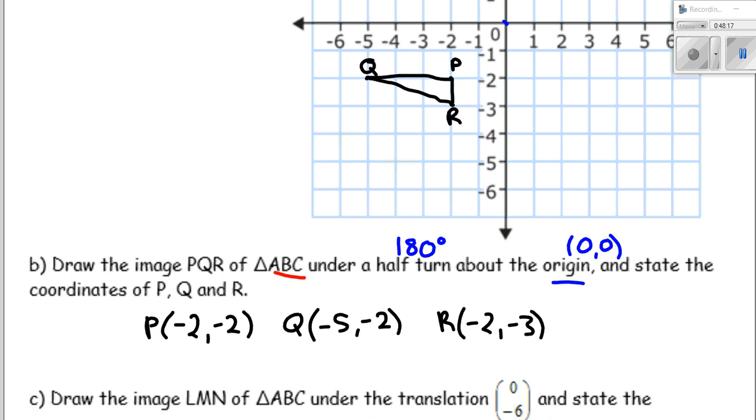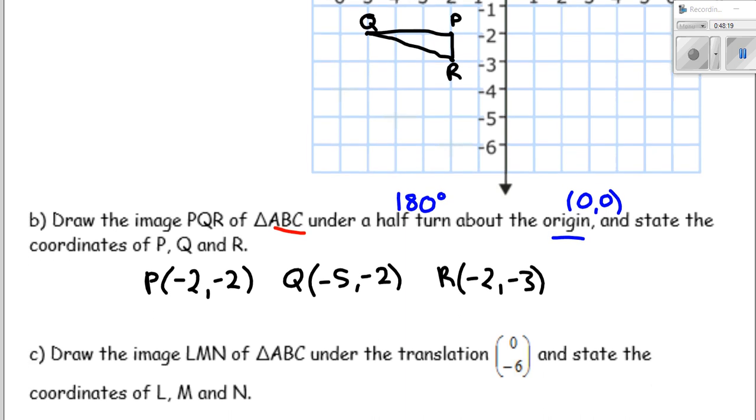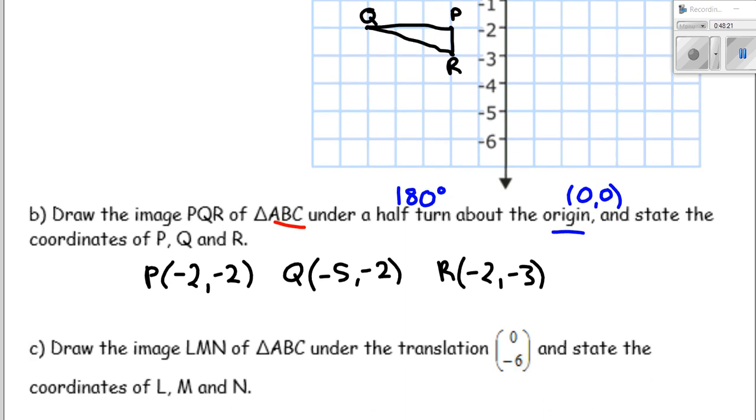Now what's C asking me to do? Draw the image LMN of ABC. So notice it's not asking us to transform PQR, it's asking us to transform the red one, ABC. So I'm going to do that in purple, a different colour, just so I've got a bit of a colour code. So this purple one's not going on from this black one, it's happening from ABC.